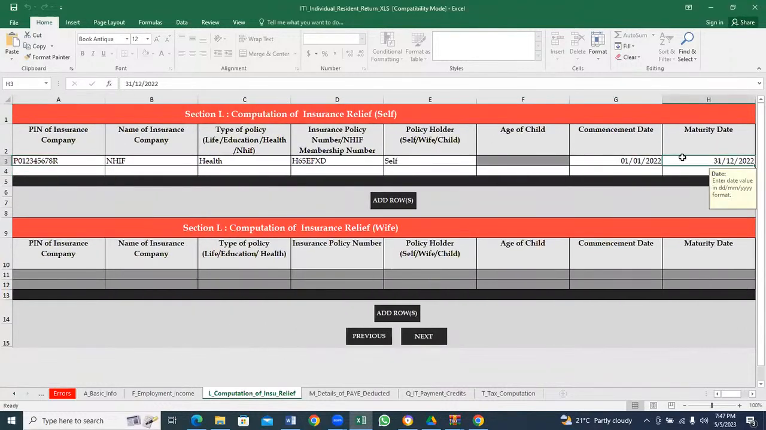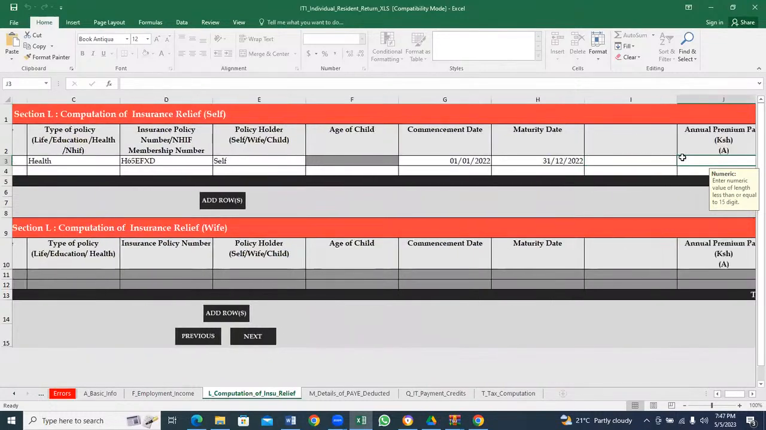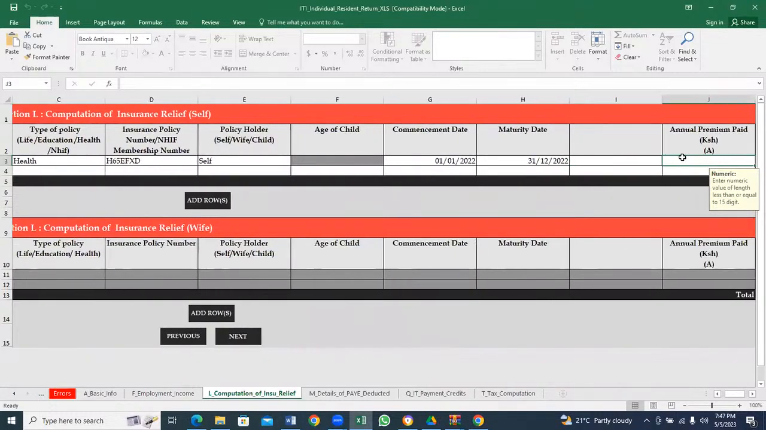And I'll be able to insert here. This should be sum assured. So how much is the sum assured? The total premium. Yes. For somebody who is earning 24,000 per month, how much is the NHIF contribution per month? Somebody confirm very fast. How much should they contribute every month?